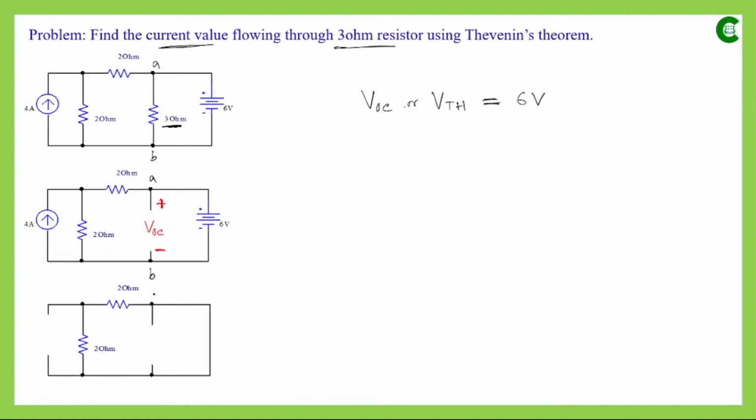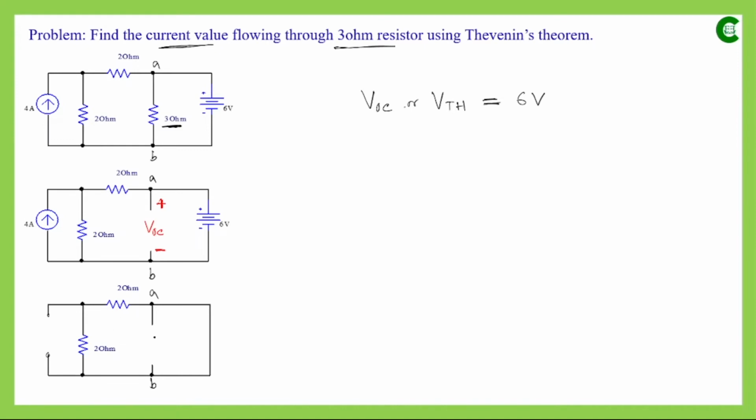So these are the terminals where the load resistor was connected in the original circuit, and after finding the value of VOC, which we obtained as 6 volt, we have deactivated the energy sources. In this circuit all the energy sources were ideal, so this 6 volt has been simply shorted, and this 4 ampere current source was removed, and it has created these open terminals.